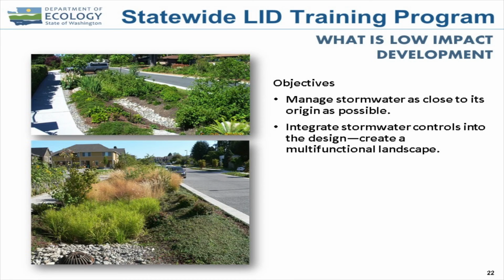Managing stormwater as close to its origin as possible. That's another primary objective. Small-scale distributed controls rather than centralized. And then this is one of the big advantages to low-impact development, being able to integrate the stormwater management controls into the project as an amenity. So you can actually have it serve dual purpose.